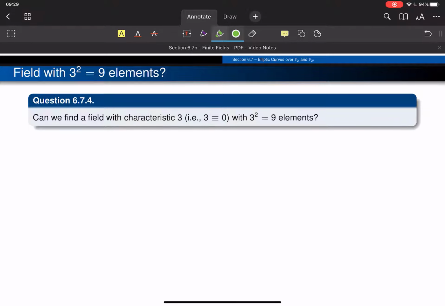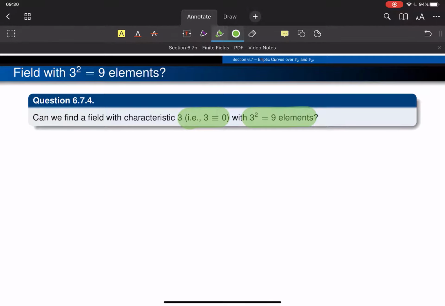What's going to happen here is that I want to identify a field that's going to have characteristic 3. That is, anytime I see a 3, that's going to be reduced down into a 0. And my goal is that this new little field is going to have 9 elements in it.